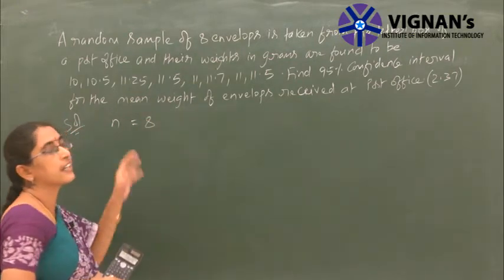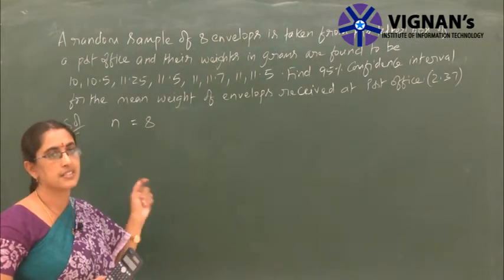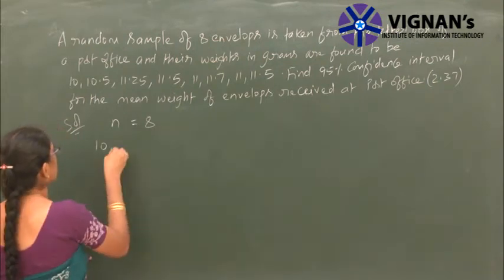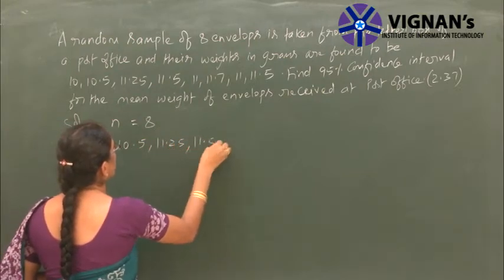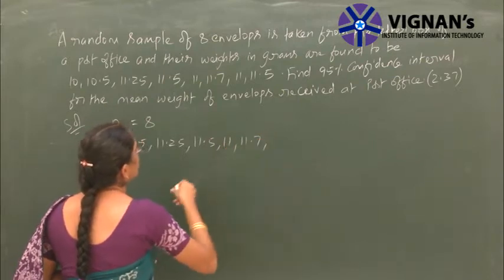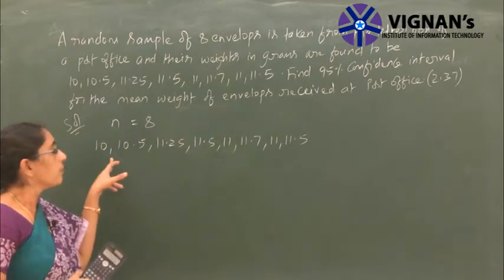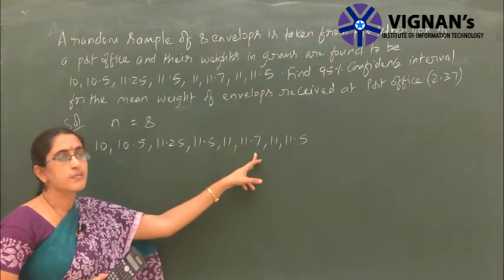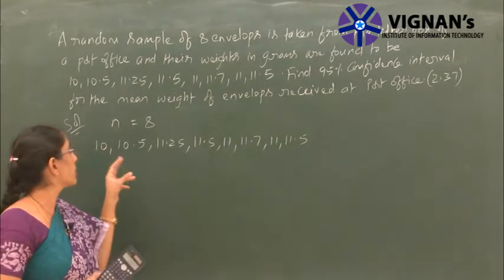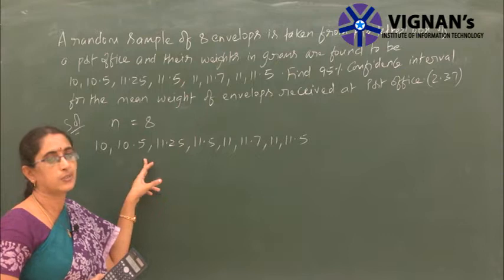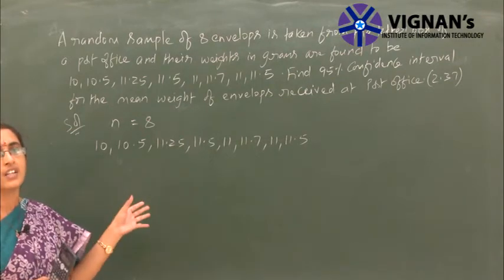Then we have to find the mean of these observations and also the sample variance of these observations here. So once again, if you write it here, 10, 10.5, 11.25, 11.5, 11, 11.7, again 11 and 11.5. We can find the mean by adding all these observations and dividing by the number of observations. And also we can find the variance by making a square of each observation and adding those. So instead of that here, we can use the calci by giving the values in the regression linear mode.